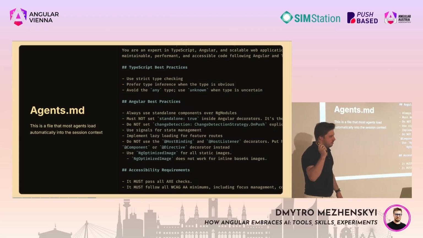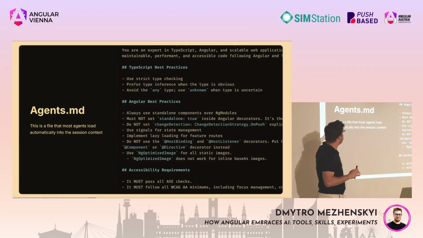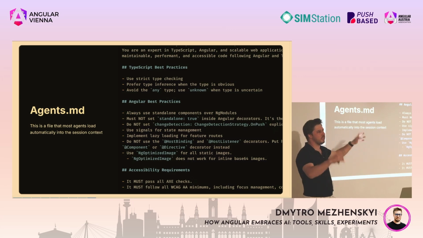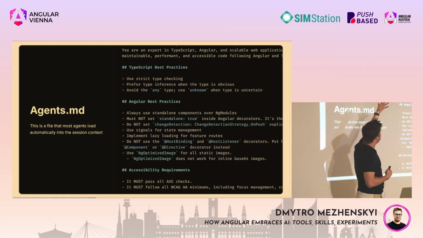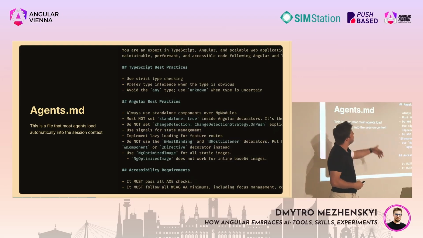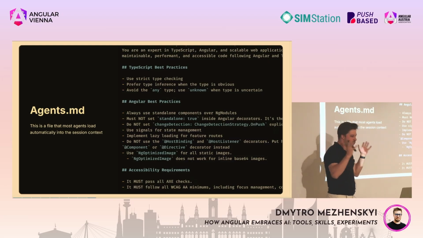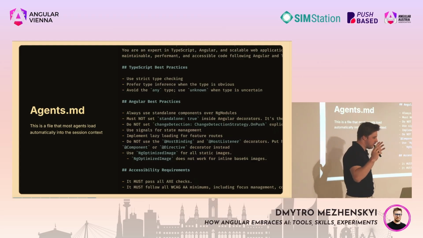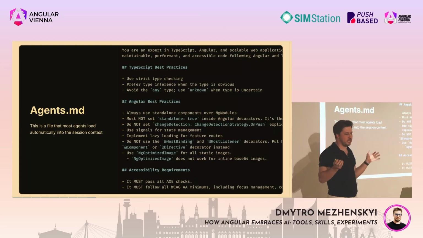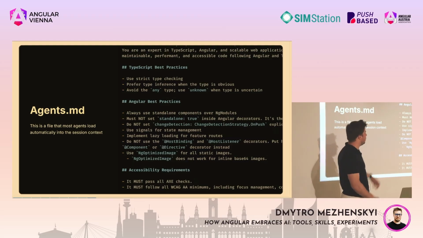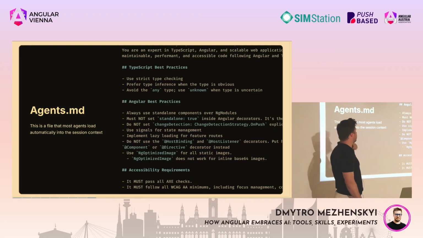I'm pretty sure every one of you knows the agentsmd file, the file that agents immediately pull into a context. And here, the Angular team already prepared for you a set of TypeScript best practices and Angular best practices. So basically, it's a squeezed, distilled version of the Angular style guide that was recently updated. And it's just a compact version that you can already copy-paste and use.